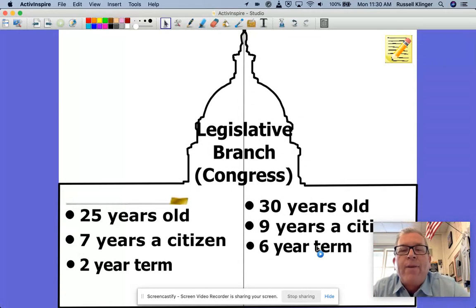One of the things I want you to think about, and I'm not going to tell you the answer because I want you to think about it, is why we have different term lengths. Why is one longer than the other? Why are they not both the same? Think about why that might be important.